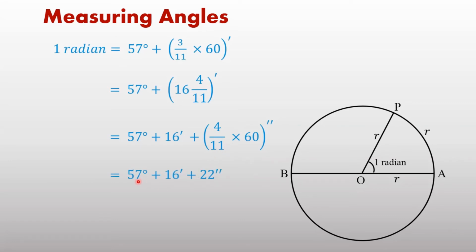Multiplying 4 by 60 and dividing by 11, and writing the approximate value, you will get 57 degree plus 16 minutes plus 22 seconds, or without the plus sign, 57 degree 16 minutes and 22 seconds. It implies the value of 1 radian equal to 57 degree 16 minutes and 22 seconds. That is the process by which you can convert from radian to degree measurement.